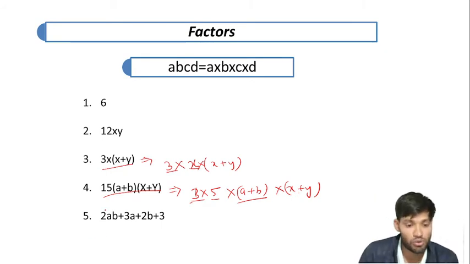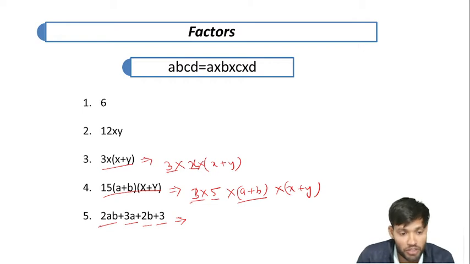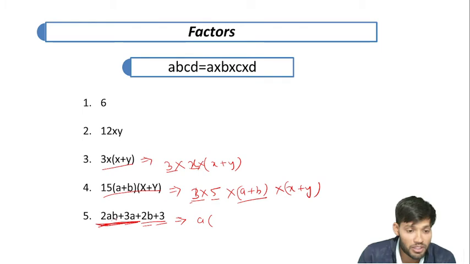Now again we will solve 2ab plus 3a plus 2b plus 3. How can we find the factors of this expression? Here, what can we take common in this and this? Here a is common, so we will take a, and what is left here? 2b. And here, when a is taken out, there is only 3.